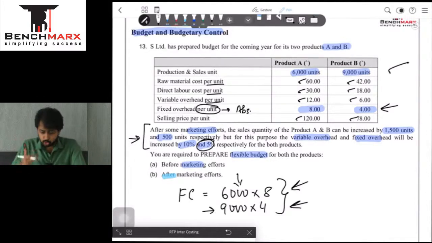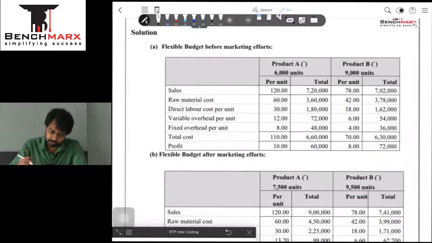Let us see what the question has done in part A. Now in part A, do not implement anything of this paragraph because this is only for part B. So very simple. Output is known, RM is known, DL is known, VOH is known. Simply multiply everything and compare that with the sales. Selling price is also known. I will get the profits.